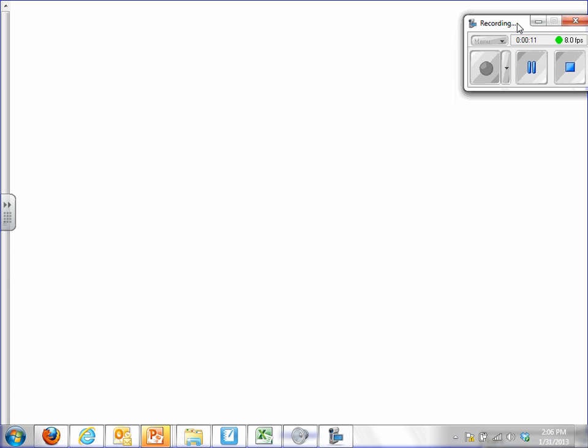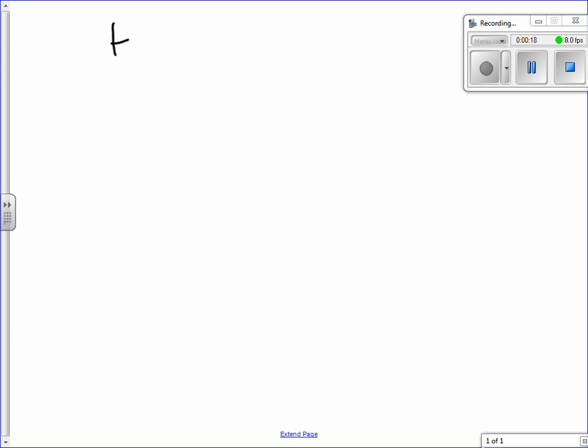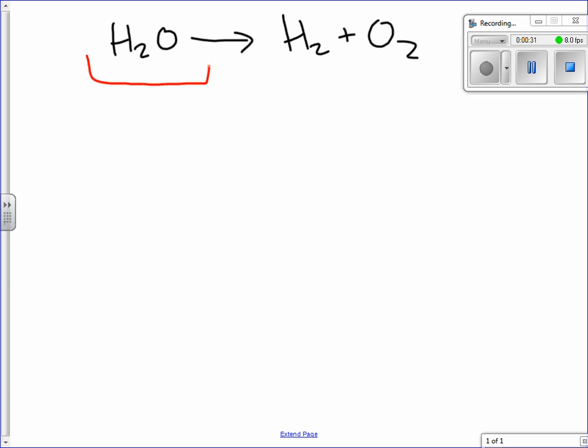So we're going to start out with just your basic chemical equation here. Let's do the decomposition of water. In any chemical equation that represents a chemical reaction, you have what's called reactants. They're named that because the reactants is what reacts, right? In this reaction, it's just water decomposing.